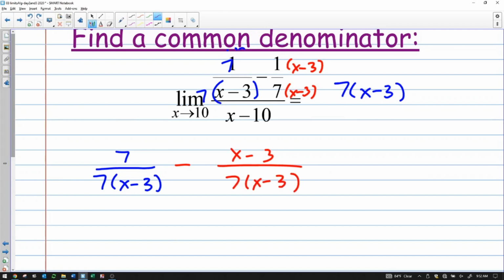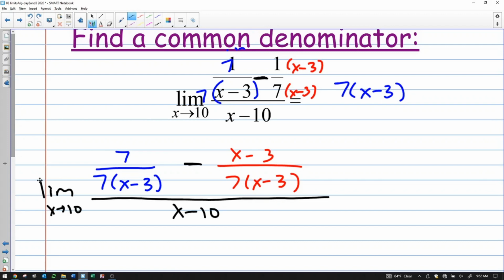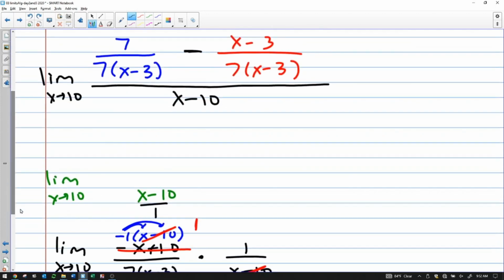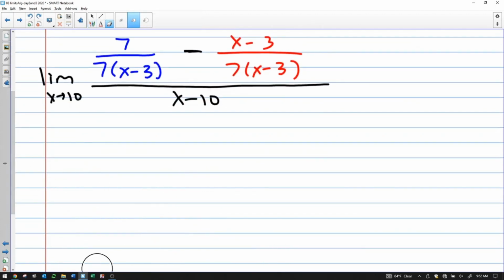Okay? This minus sign here was just a carry down from this. Okay? So that's my numerator. I'm trying to get a common denominator. On the bottom, I have x minus 10, and this is still a limit problem. Okay. Are you guys with me so far?